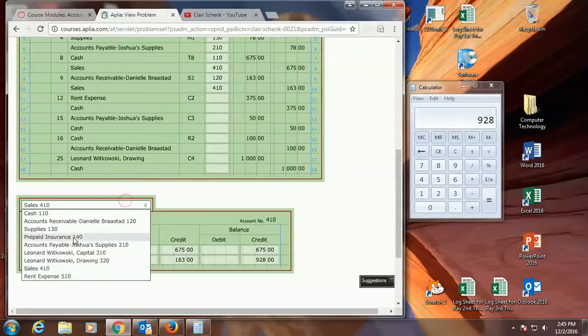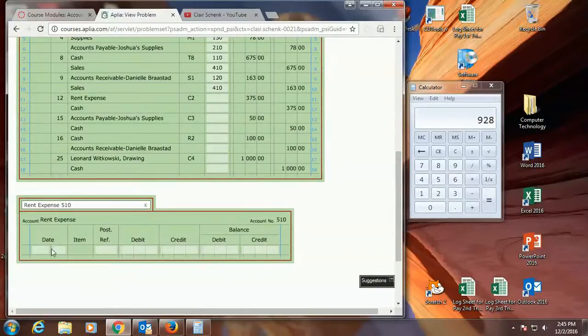Now I'm on to rent expense. This is March. We haven't left the month. On the 12th, G1 is the post-reference column, and it's $375.